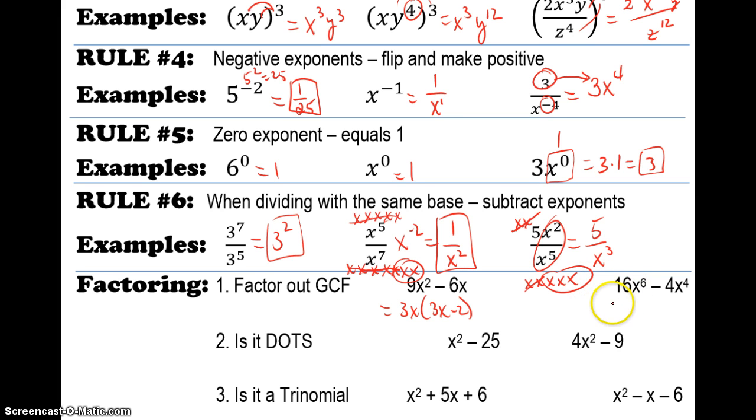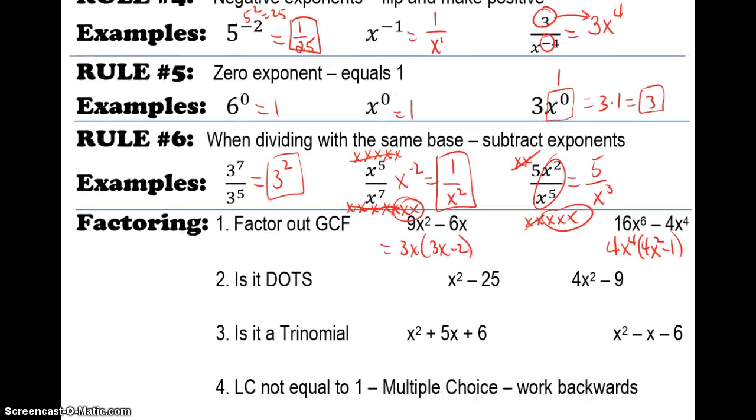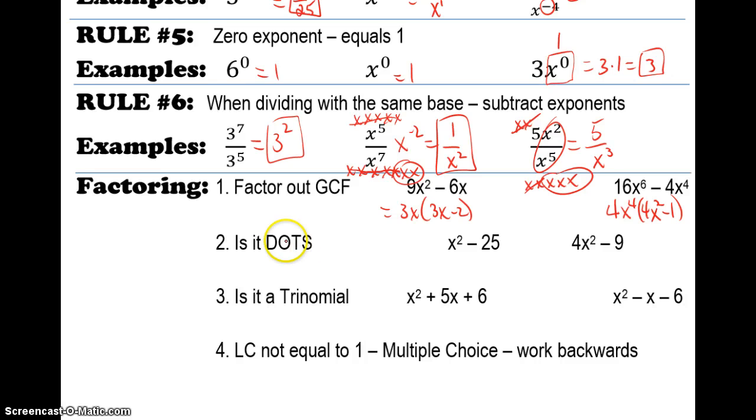On this next one, I see that I could factor out a 4 and an x to the fourth. If I factor out a 4, I'll get 4x to the second minus 1. Now technically that can be factored a little bit further, but we'll deal with that later. I just wanted to show you the GCF first.